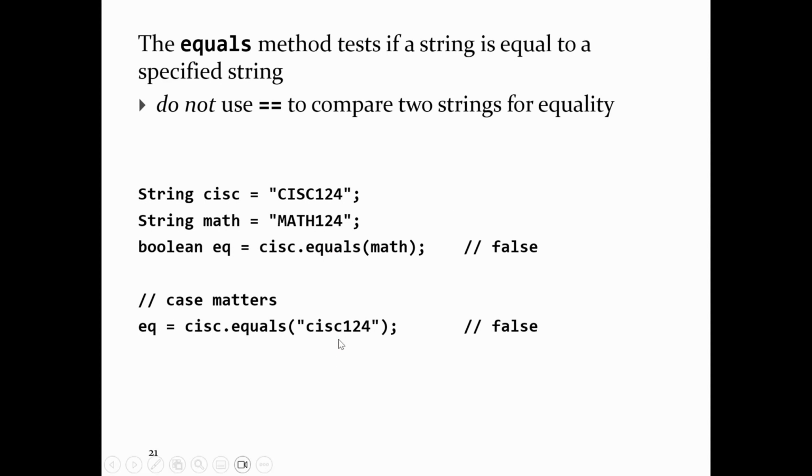Little CISC124, case matters, so it's not equal to big CISC124 either. An object is always equal to itself. So CISC dot equals CISC will always be true. Math dot equals math will always be true in this case as well. So if you want to test for object equality, you should always default to using equals instead of the equals equals operator. It turns out equals equals means something different if you compare two reference variables in Java. Very confusing, but that's the way the language was designed.